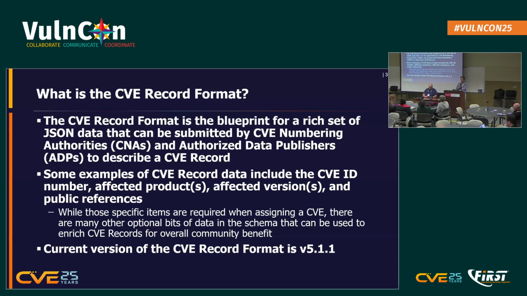So what is the CVE record format, for those that need an update? It is the blueprint. It is the JSON schema that we use for ingesting records as well as displaying records. When CNAs submit CVE records to the CVE program, those go through the JSON format, and it helps define what should be in those records and what the requirements are. I know some of you might have been in other talks and have heard about this. We'll talk a little more about that. The current version of the format is 5.1.1.